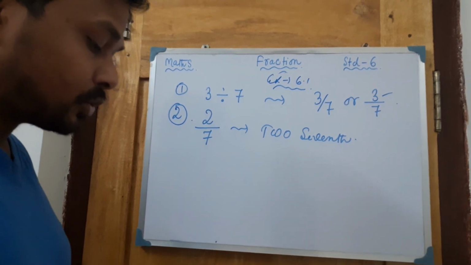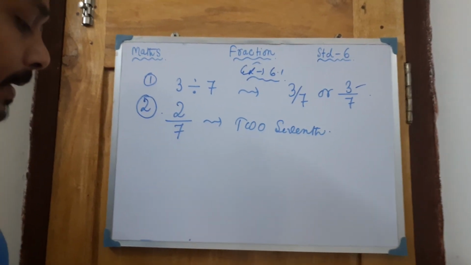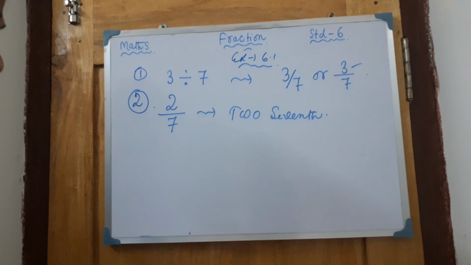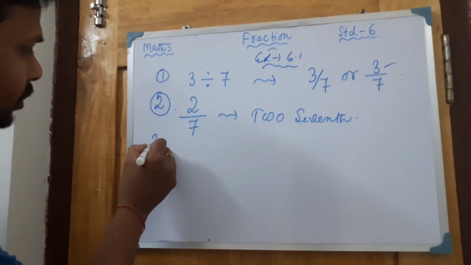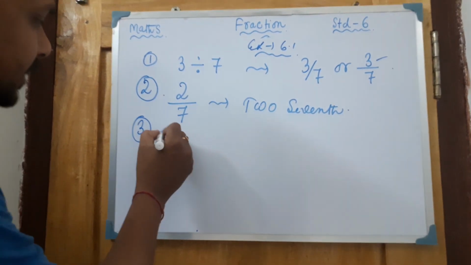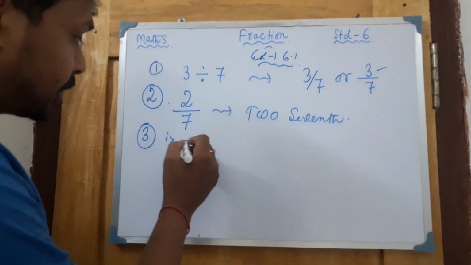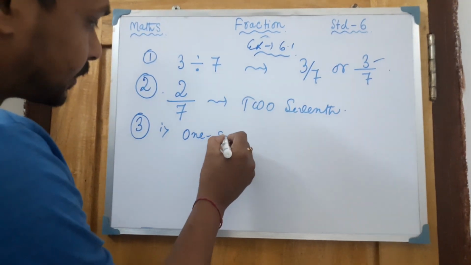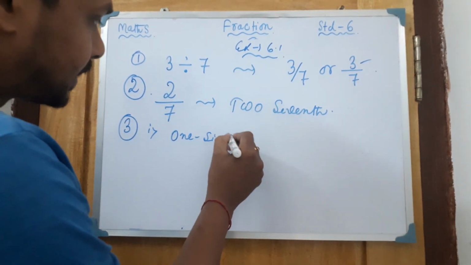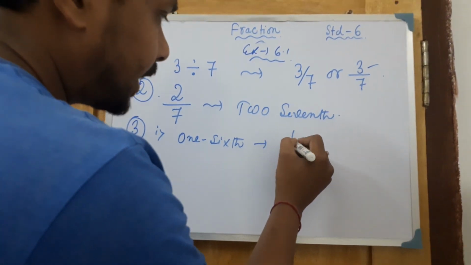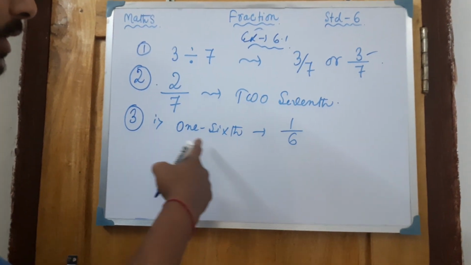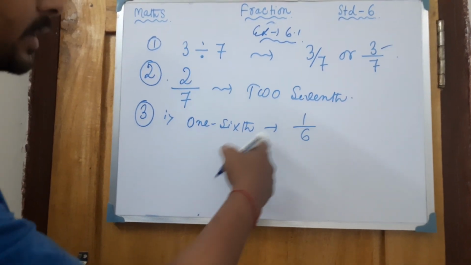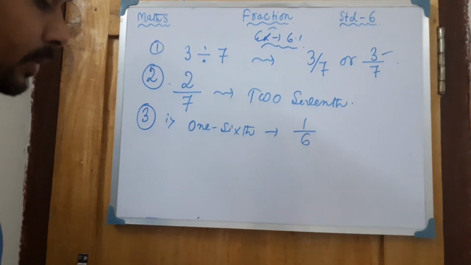Next exercise, question number 3, that is given, write the following fraction in number form. Okay, just the opposite of that one you can write down. So one example, I am just doing one exercise: 1/6 is given. So you have to write down this one as 1 by 6. Suppose 1/7, then 1 by 7. Suppose 1/8, then 1 by 8. Like that you have to do that.